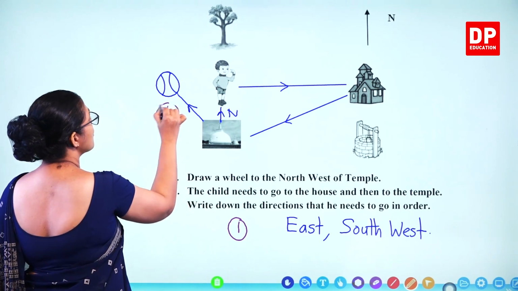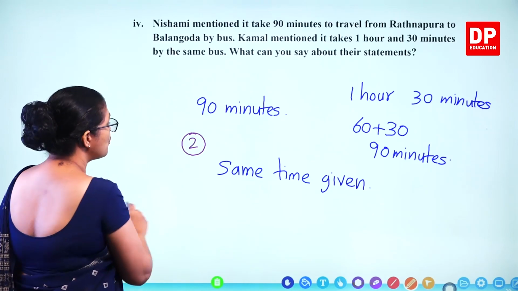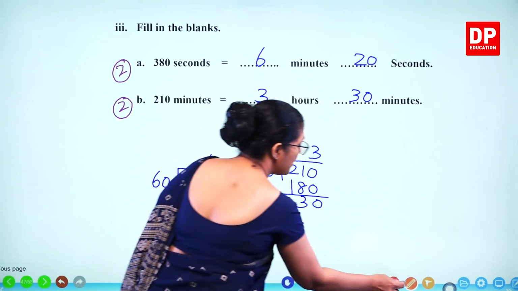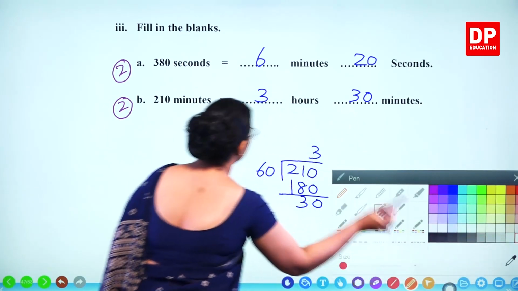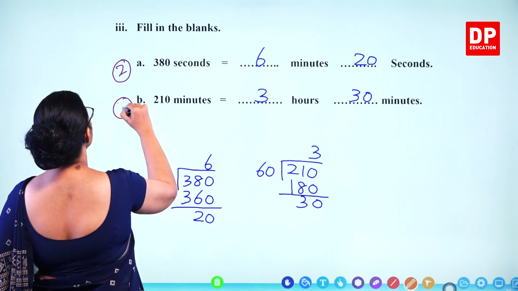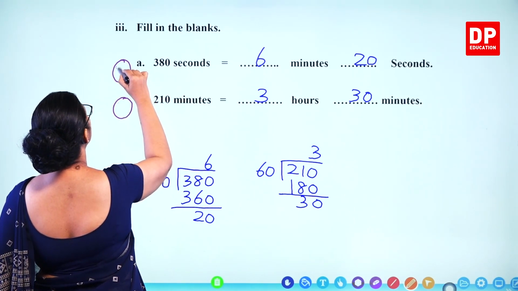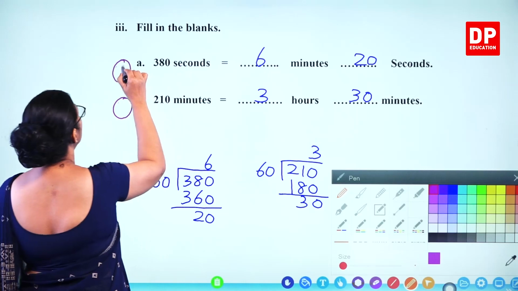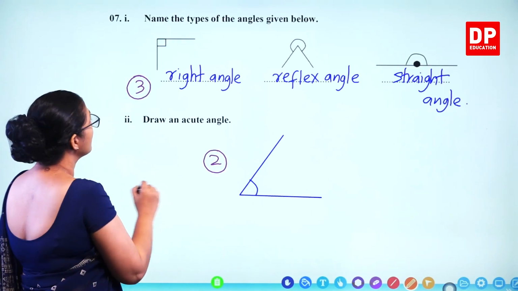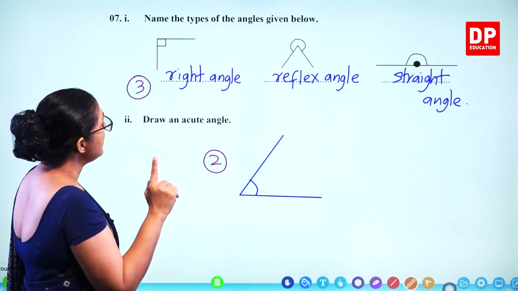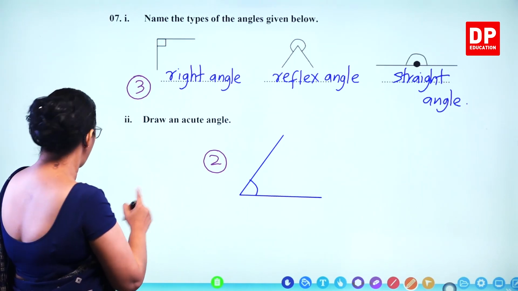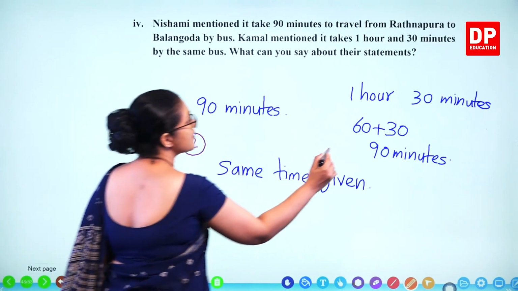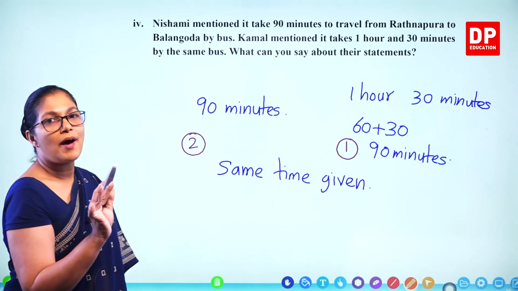Draw the ball, 1 mark. So 2 marks here and we'll reduce the marks. 2 marks, 4, and here we'll reduce the marks, 1 each. 5, 6, 7, 8, 9, 10, 11. Now we can give one more here. 1 mark extra here. So 12 marks we have to give.